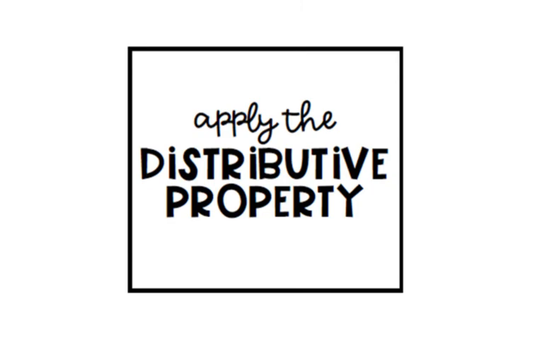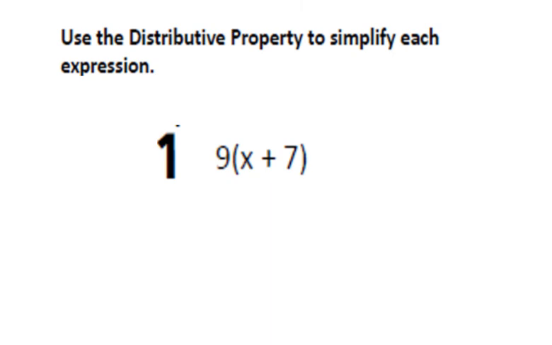Let's apply the distributive property. Use the distributive property to simplify each expression. So we're going to distribute. We're going to take 9 times the first term and 9 times the second term. So 9x, and then 9 times a positive 7 is 63.